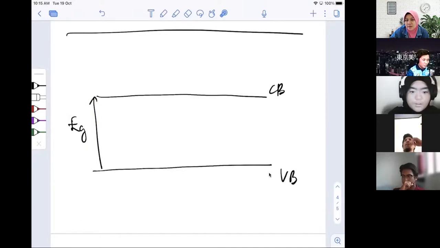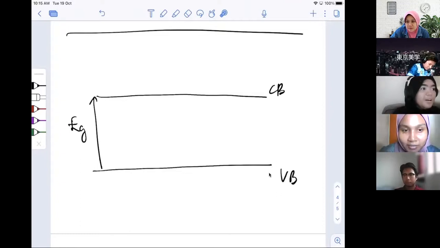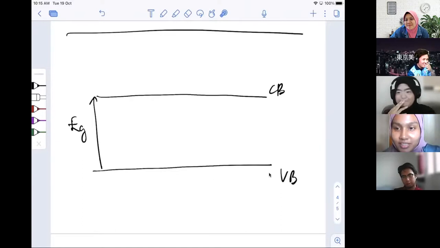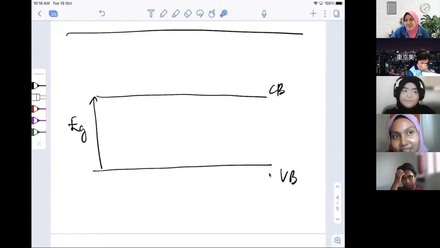It's the energy it takes for the electron to travel from the valence band to the conduction band? I guess the correct term is not travel, it's excited. It is actually the minimum energy required to be excited, to jump over the band gap to the conduction band. Minimum energy required for an electron to break away from the valence band to the conduction band.